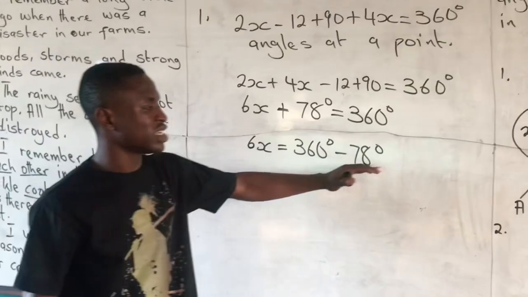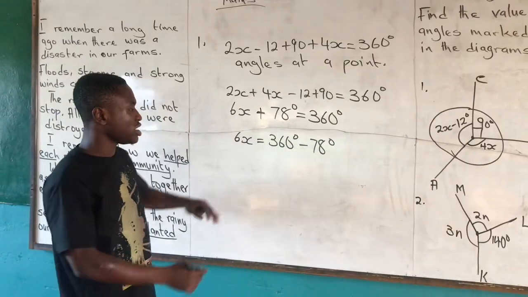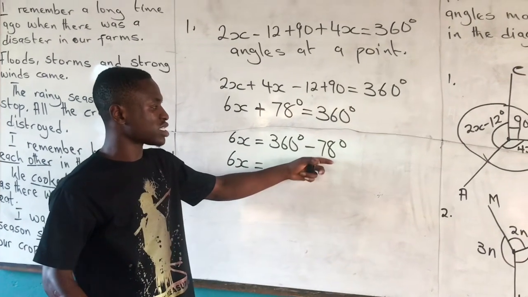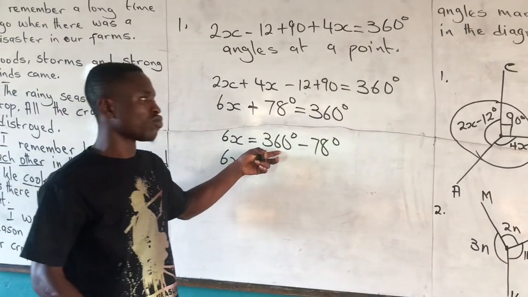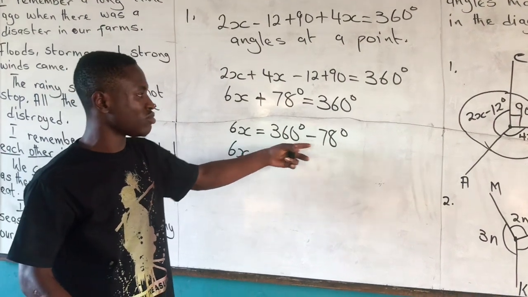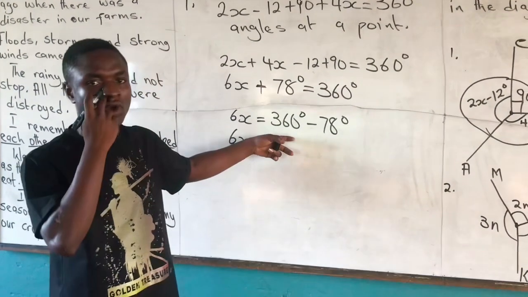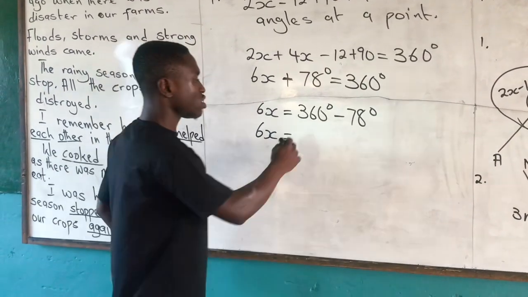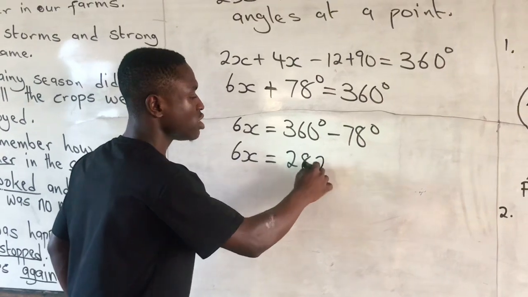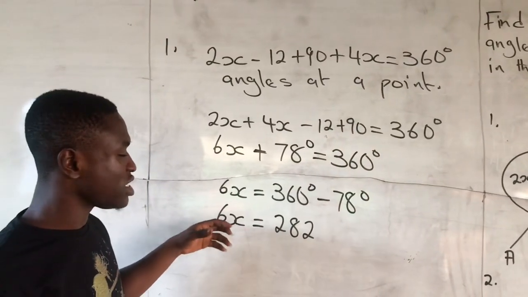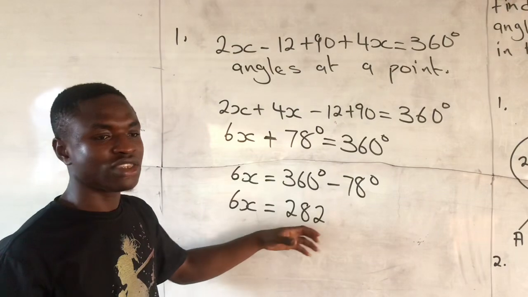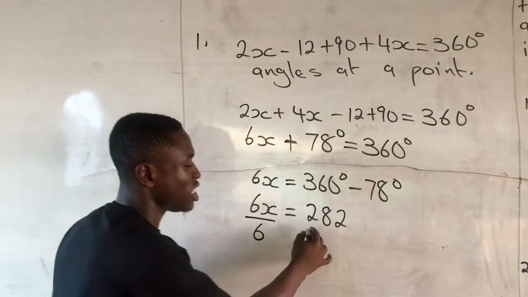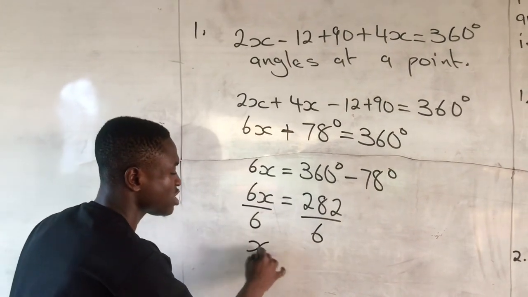So from here, you can subtract 78 from 360, that is 6x will be equal to. Now when we subtract 70 from 300, we are left with 230, and then we subtract 8 from 60 to get 52. So 230 plus 52, we get 282. And 6x is equal to 282. So the next step here is that because we want x, we are going to divide through by 6, here by 6.